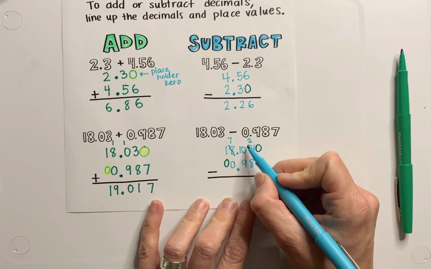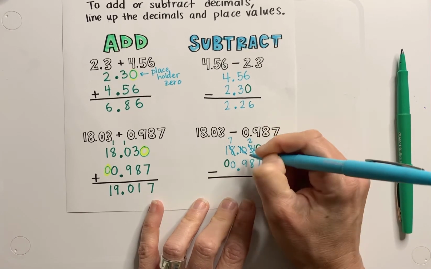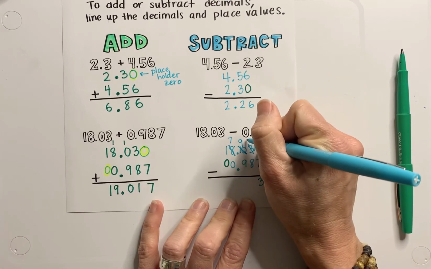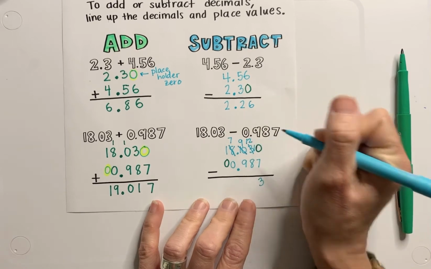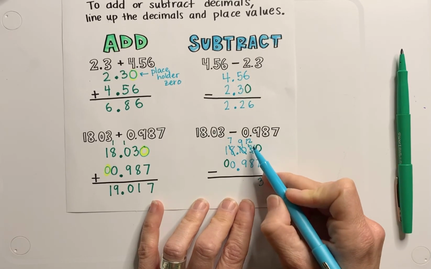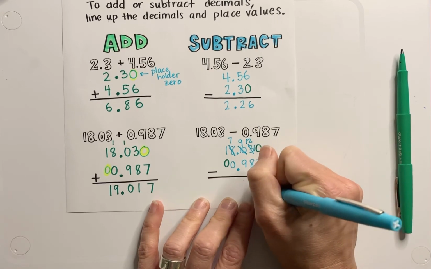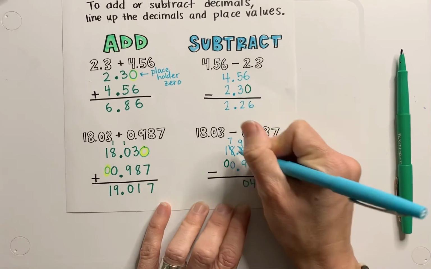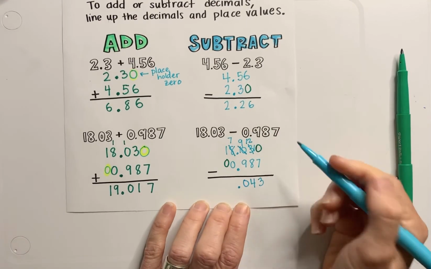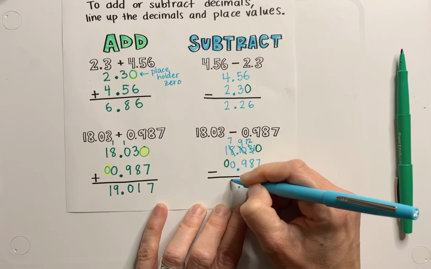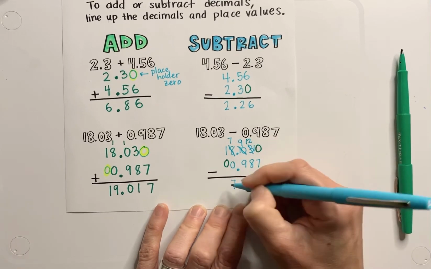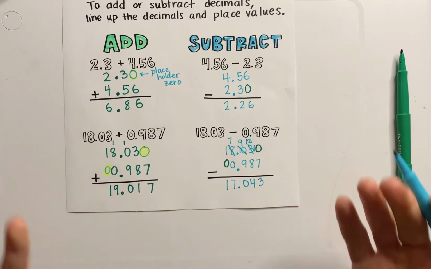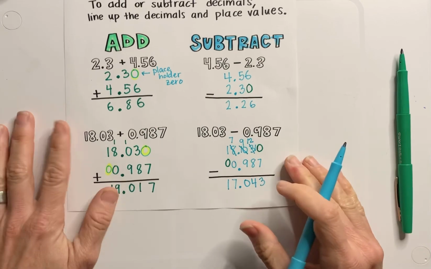Now I have something I can regroup from for my hundredths column. So I'm going to take away one of those, so that 10 becomes 9. I took away one of those tenths, and 1 tenth is equivalent to 10 hundredths. So I now have 12 hundredths. 12 minus 8 is going to be 4. And now I have 9 minus 9, that is 0. And I bring down that decimal point. Now I have 7 minus 0, that's going to be 7. And 1 minus 0 is going to be 1. So 17 and 43 thousandths. All right, that's it. That's reviewing adding and subtracting decimals.